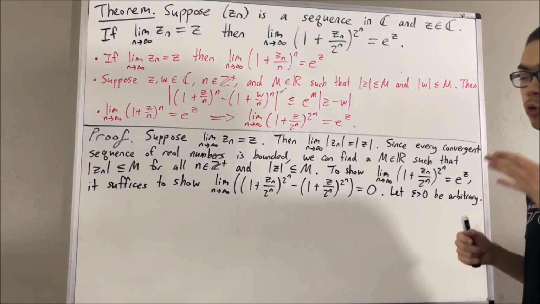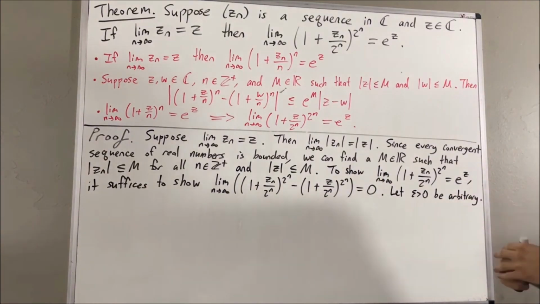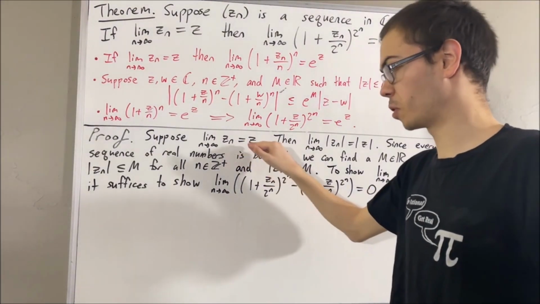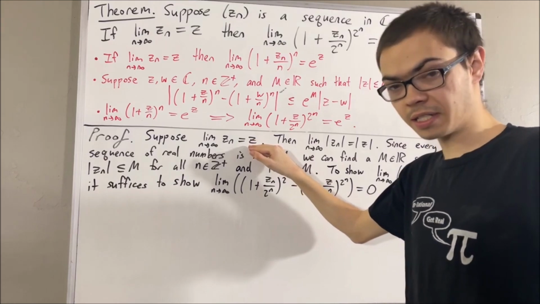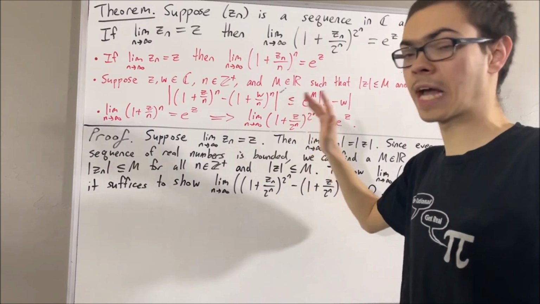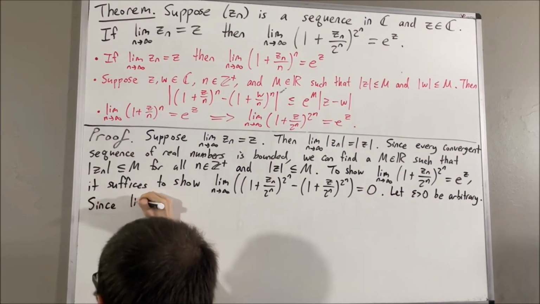So how do we find an appropriate value for capital N? Well, we're going to use the fact that we know Zn converges to Z. And since Zn converges to Z, we can find capital N in the following way.